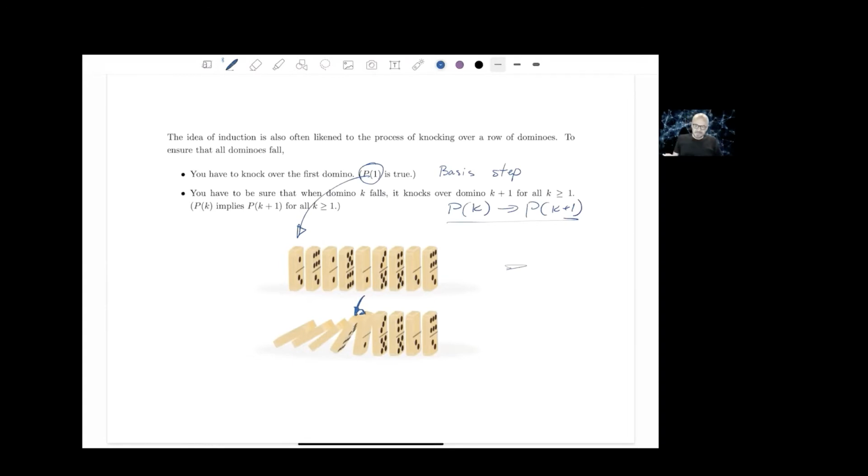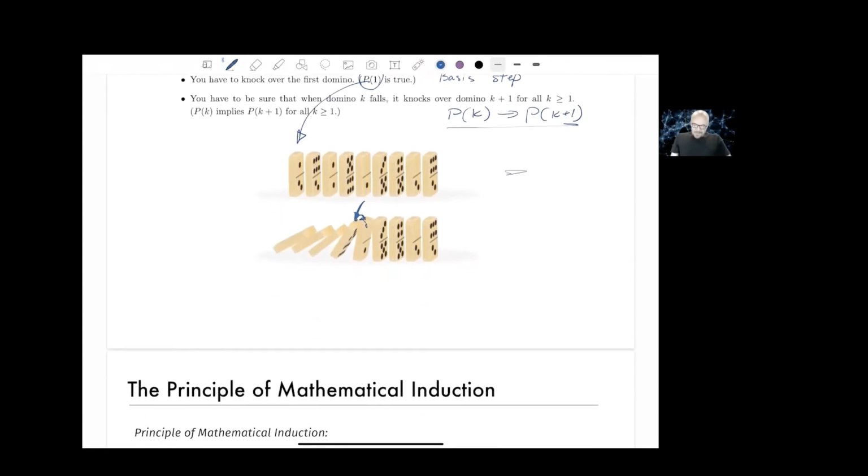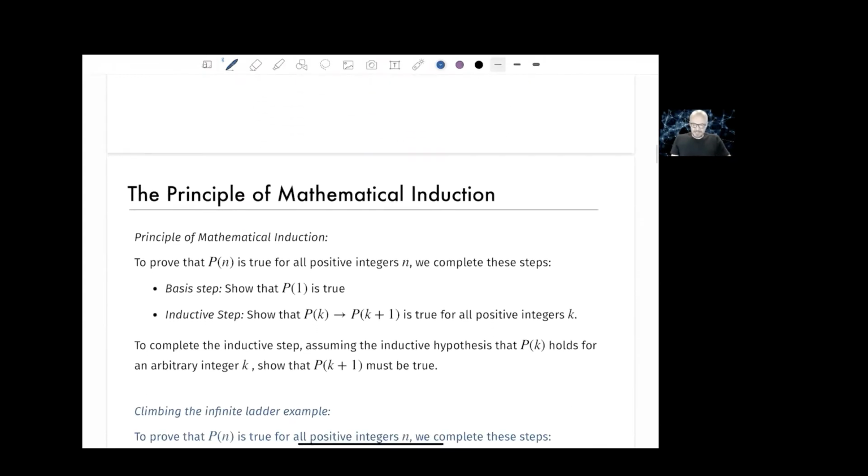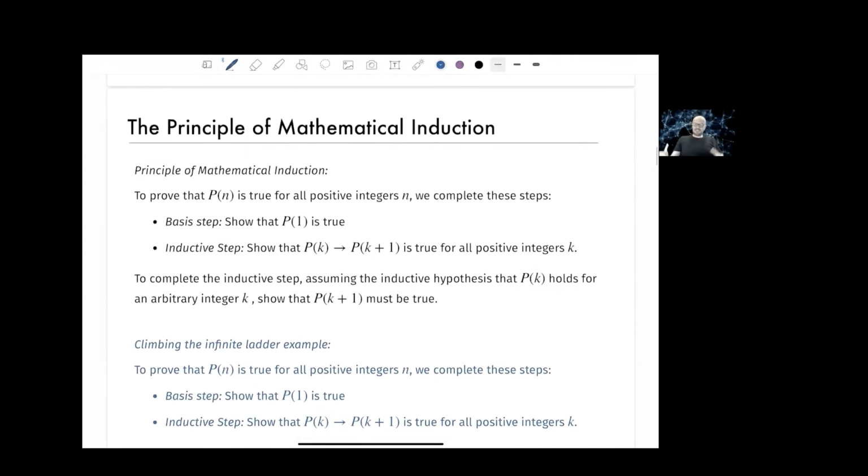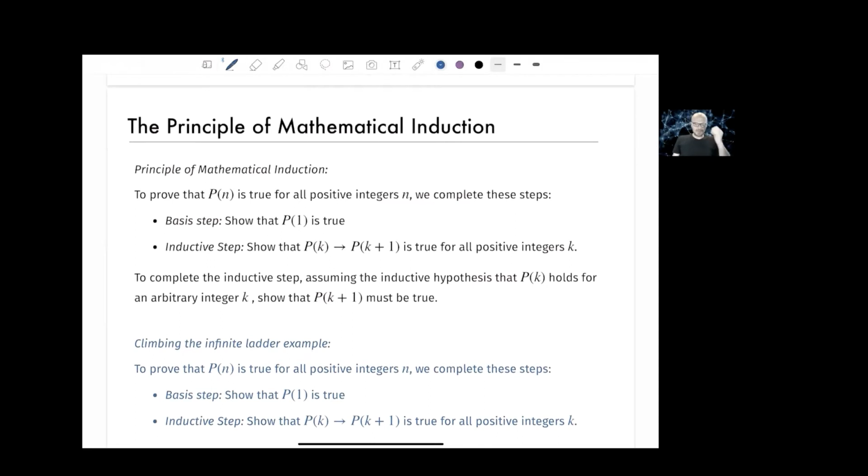Okay, kth domino falls, knocks over the k plus first. If that's true for any k, then any domino would fall over. Okay, so here's the statement of the principle itself of mathematical induction. You'd like to prove some proposition, P. Well, it's actually a predicate, say, some proposition P.